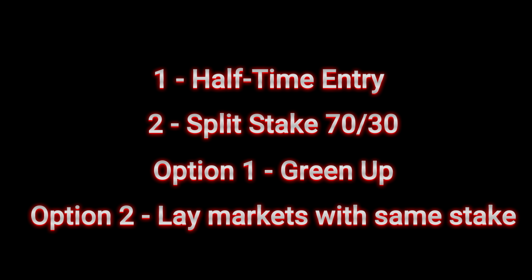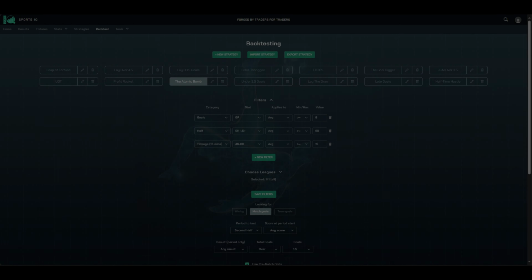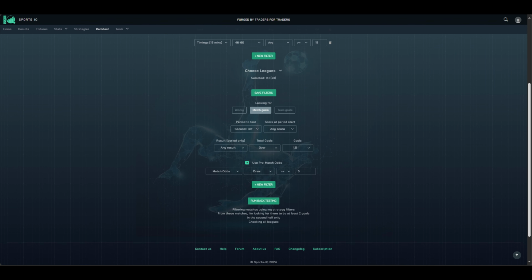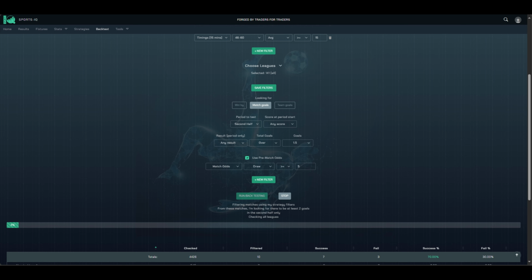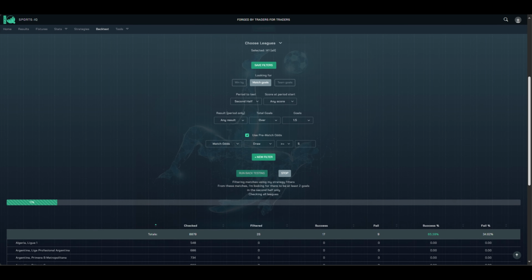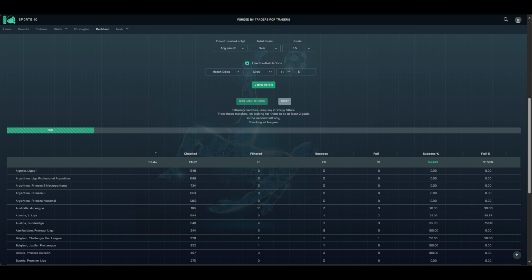Now before I jump over to the simulator to show you how to execute the trades, let's first take a look at the back-tested results. We applied these filters to a total of 67,120 matches, narrowing it down to 872 filtered games, and here's what we found. 555 successes, matches where 2 or more goals were scored in the second half, and 317 failures, matches with fewer than 2 goals in the second half, and this gave us a success rate of 63.65%.